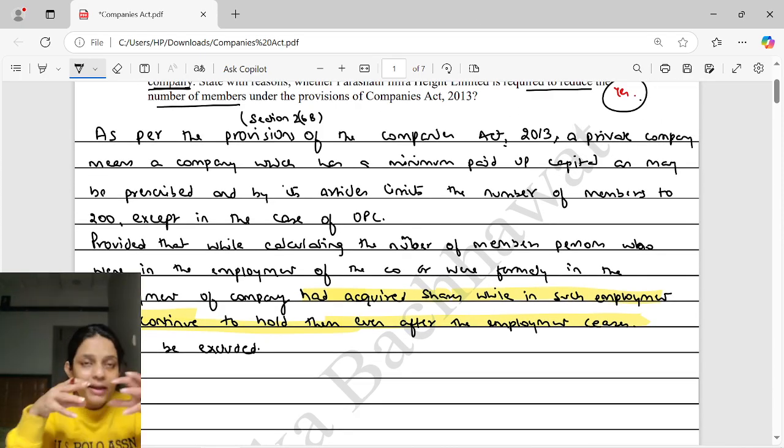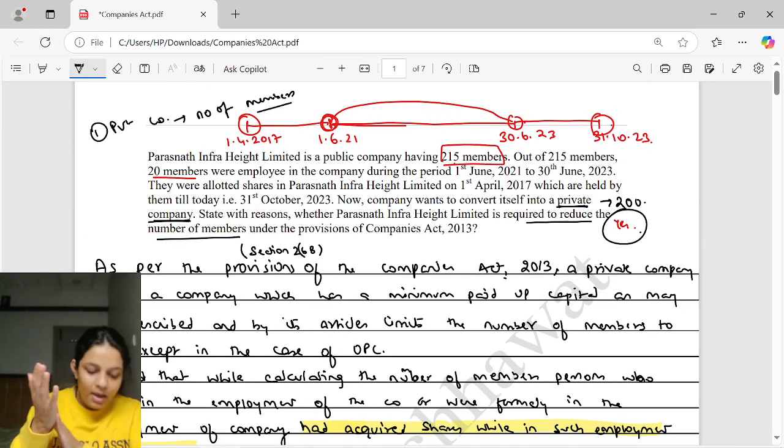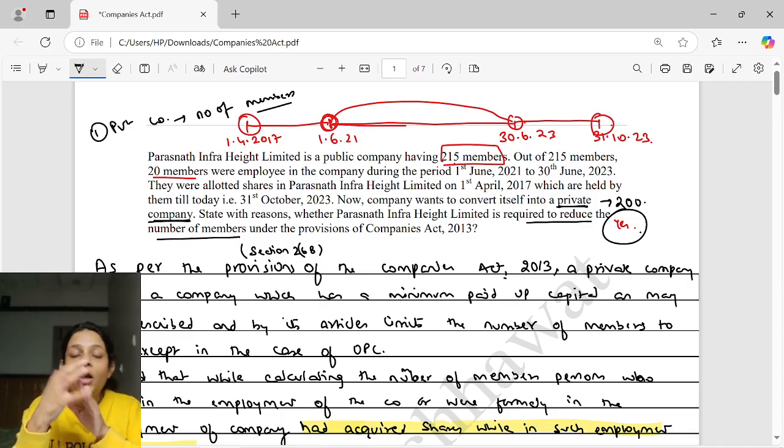Now, the second paragraph here has to be a little illustrative. So in the above case, Prashant Infra Height Limited had issued shares to 20 of its employees. They were employees between the period of 1st June to 30th June 2023. They had acquired the shares on 1st April 2017. Since the shares were acquired by them while they were not the employees of the company, for the purpose of membership, they will be counted.